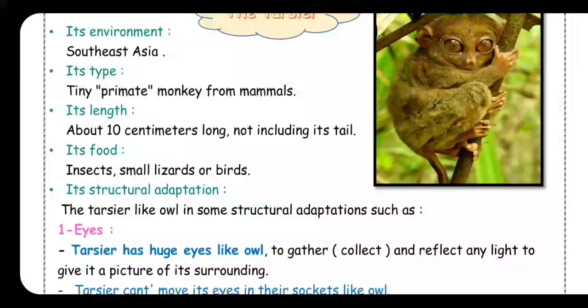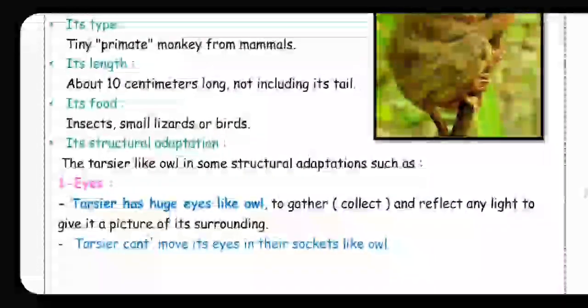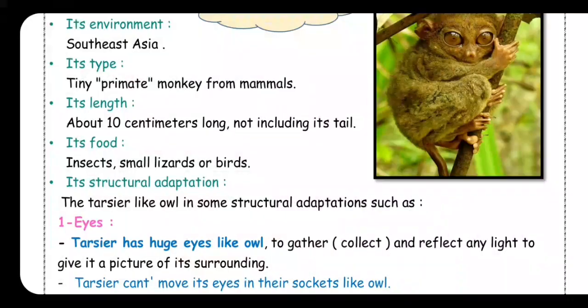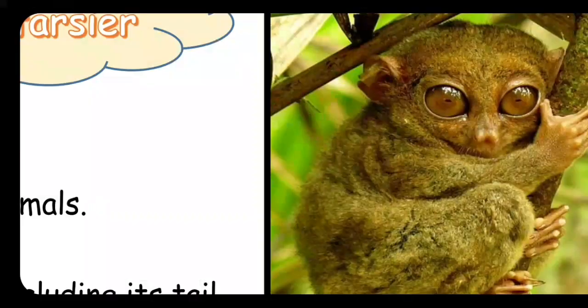You have to know that we have a similar structural adaptation between the tarsier and the owl. For example, the eye. The tarsier has huge eyes like the owl, to collect information and reflect any light to give it a picture of the surrounding environment. The tarsier can't move its eyes in their sockets, like the owl. This place is called the sockets, because the eyes are so big.